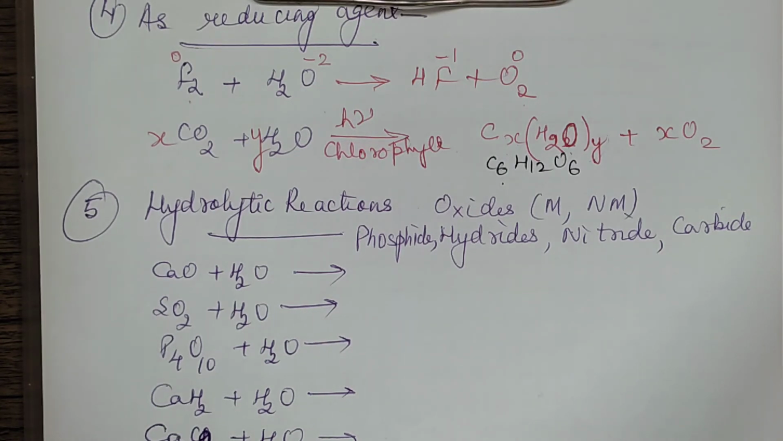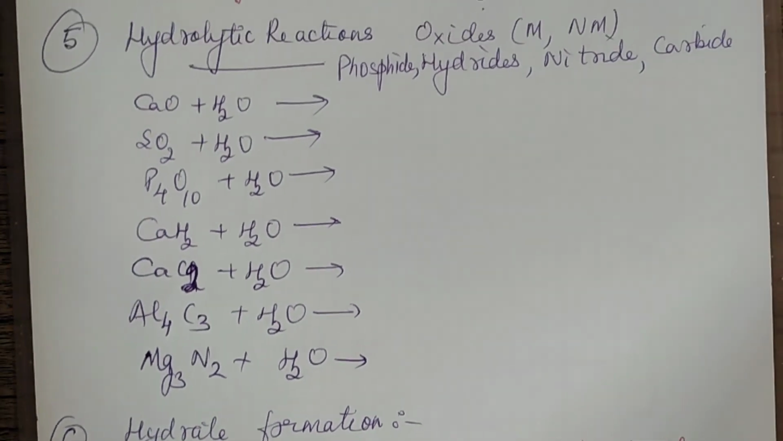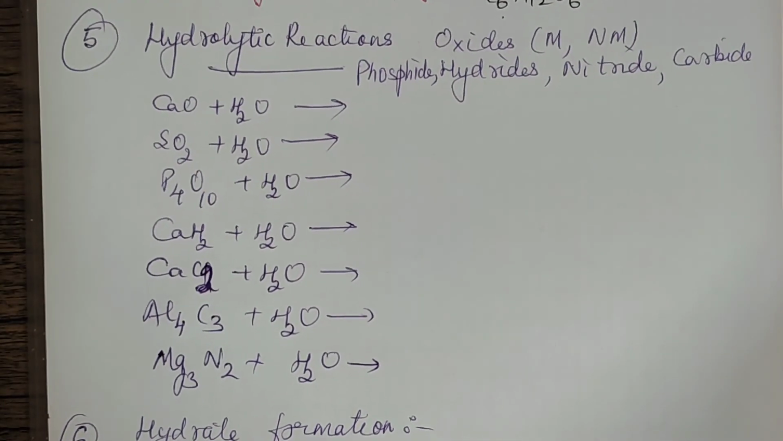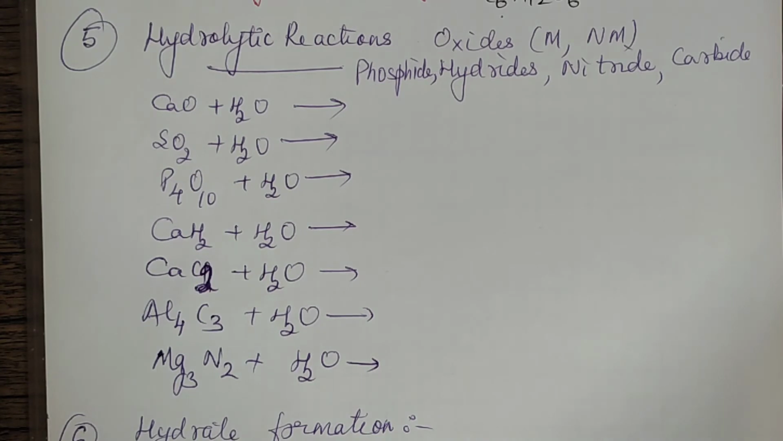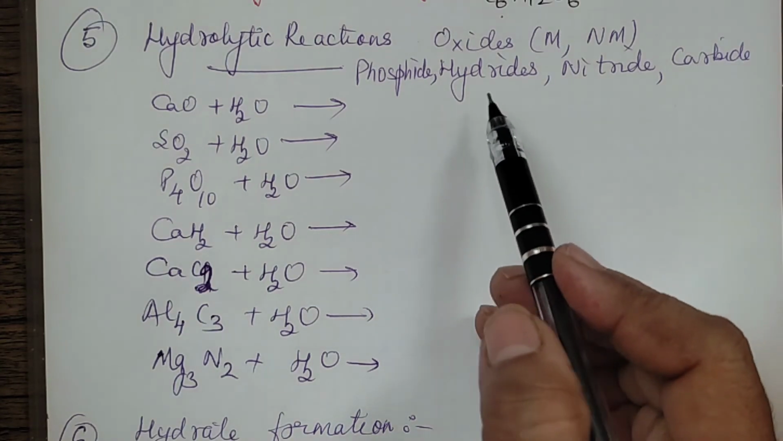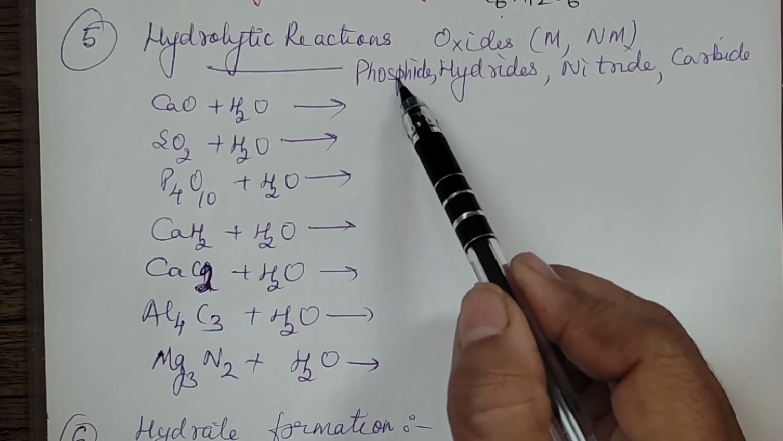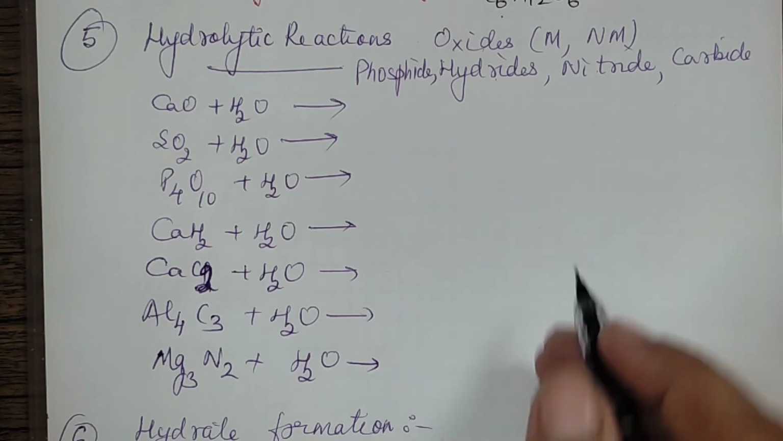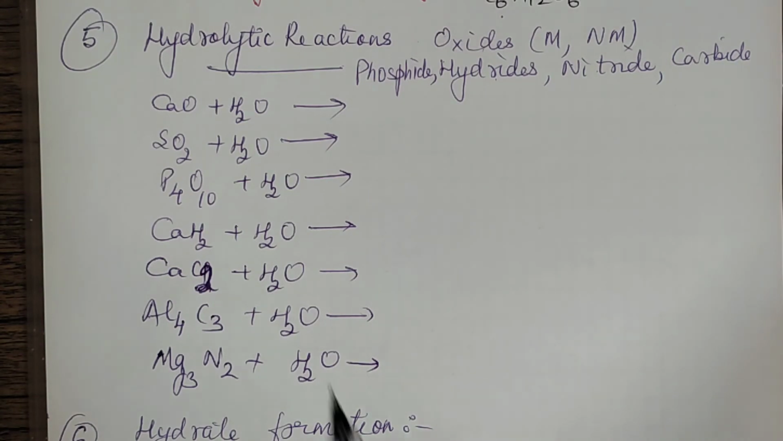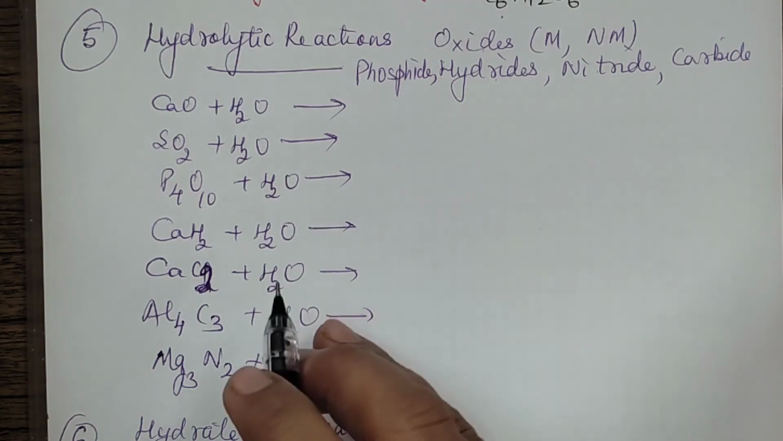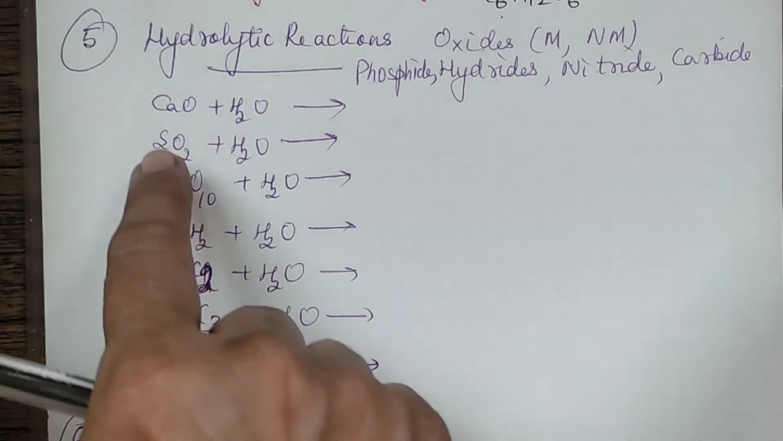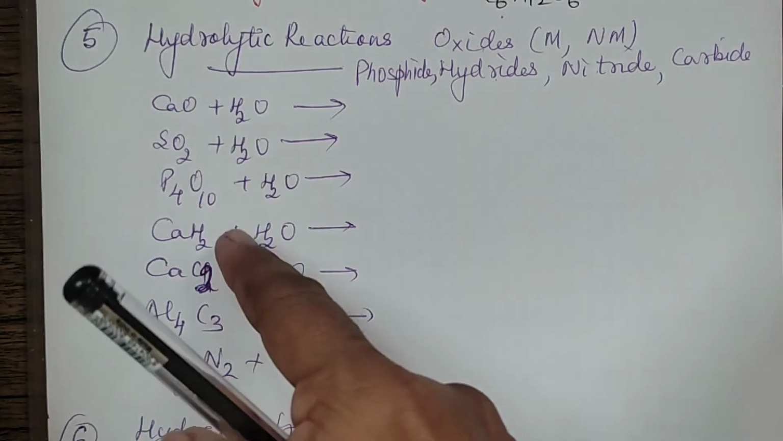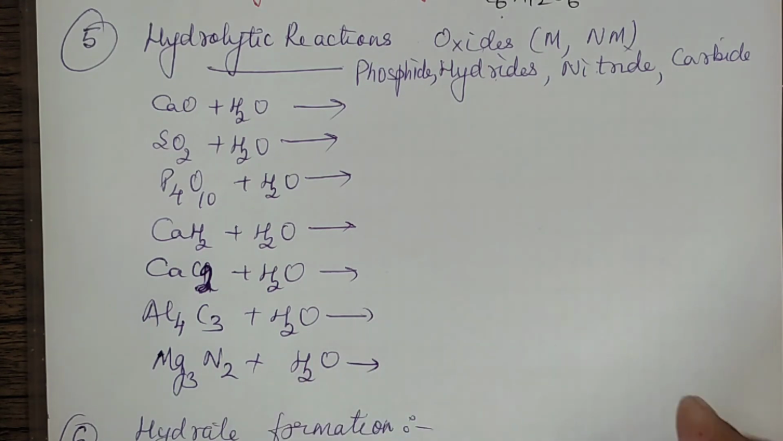Next is hydrolytic reactions. Now, water can also carry out the hydrolysis. So it can hydrolyze oxides, phosphides, hydrides, nitrides, carbides. Okay. Now, in this, H plus and OH minus ions of water, they interact with the anion or cation of whatever it is reacting with and forming either acid or base or some salts. Okay, different cases, different products will be obtained.